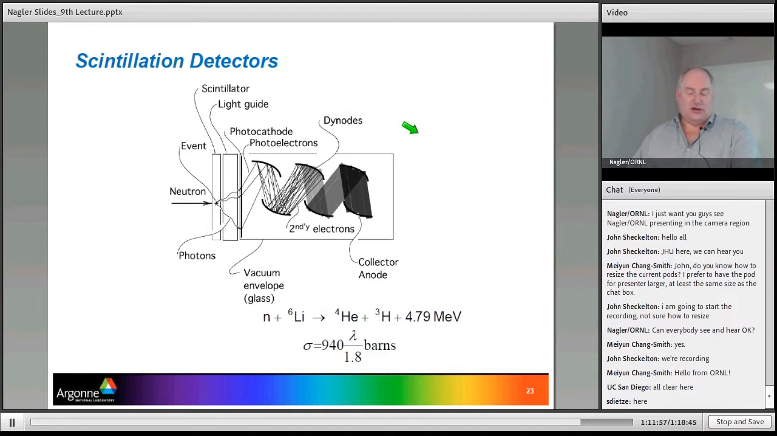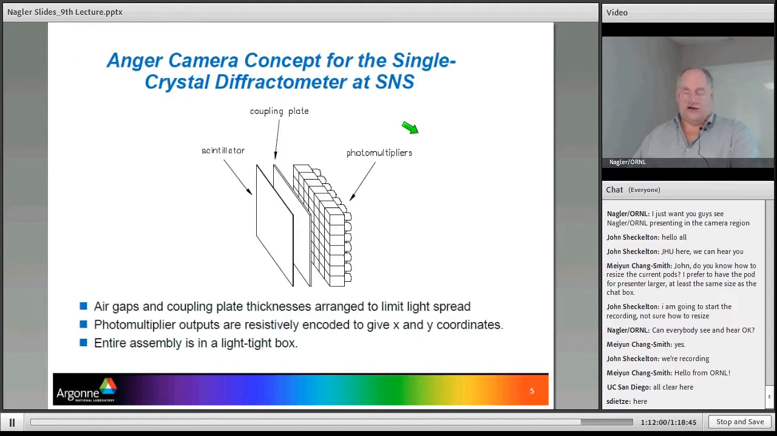Now, these can also be made position sensitive in various ways. One of the more elegant ways was invented by a man named Anger, and it's called an Anger camera. It's nothing to do with whether we're angry or not. Basically, one uses an array of photomultiplier tubes looking at a broad area sheet that has some kind of scintillator and some kind of neutron absorber, and now you've effectively got a position-sensitive camera. So these things are used routinely now.